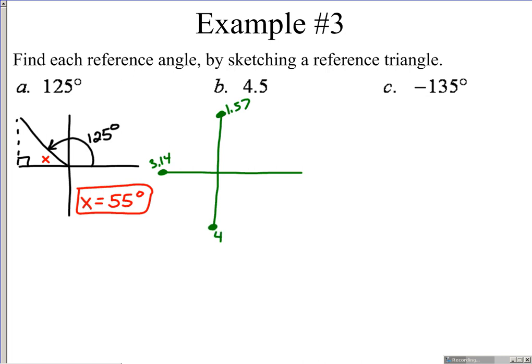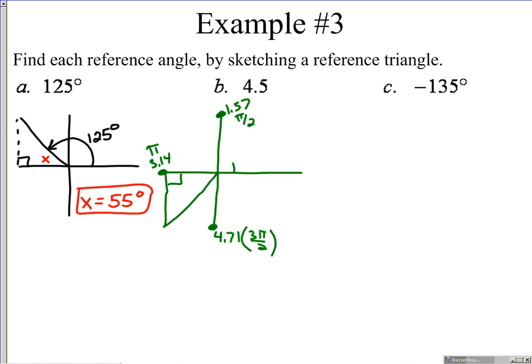That's about 4.71 radians. Again, this was pi over 2. This was pi. This is 3 pi over 2. Well, 4.5 radians is between 3.14 and 4.71. So our reference triangle is going to be drawn right here in quadrant 3. There's our reference triangle.